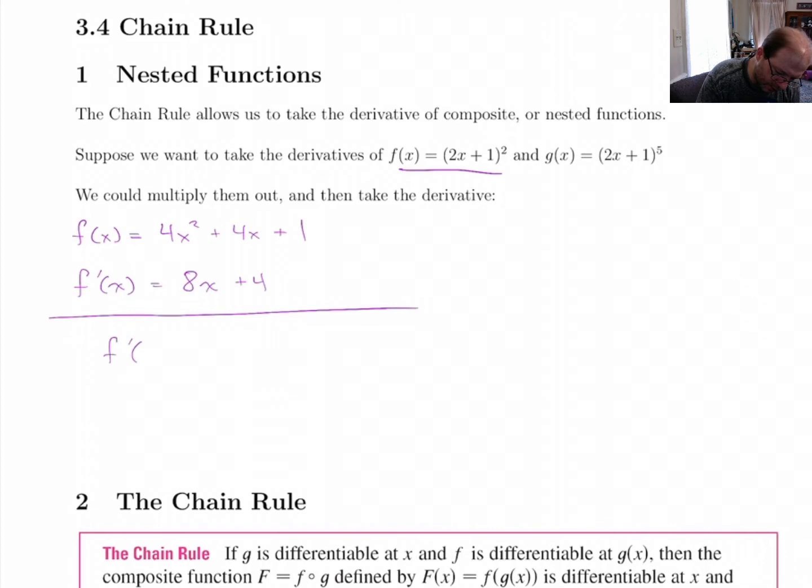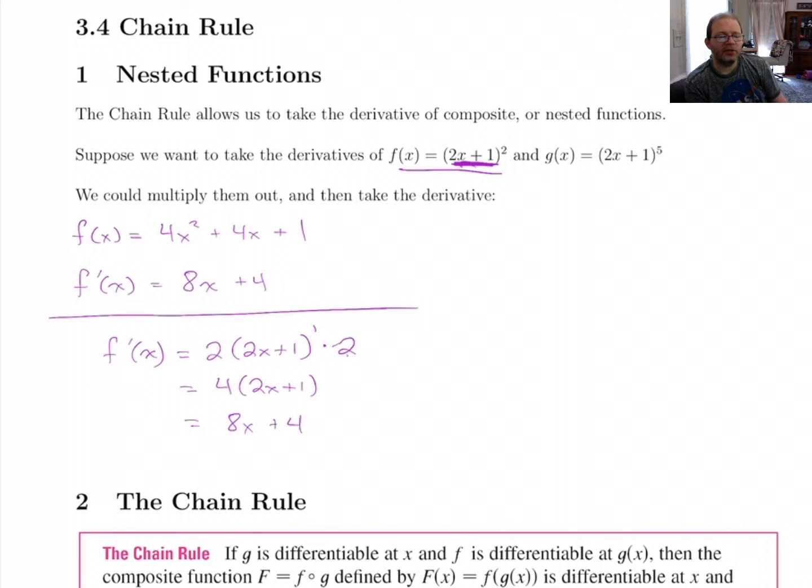If we do this with the chain rule, what we do is we treat the inside function kind of like it's one big variable. So we're going to get 2 times 2x plus 1 to the first power. But we're not done. What the chain rule says is when we have a nested function, we have to multiply by the derivative of that inside function, which in this case is just the derivative of 2x plus 1, which is 2. So if we multiply it out, we get 4 times 2x plus 1, which is 8x plus 4. Same thing we got above.